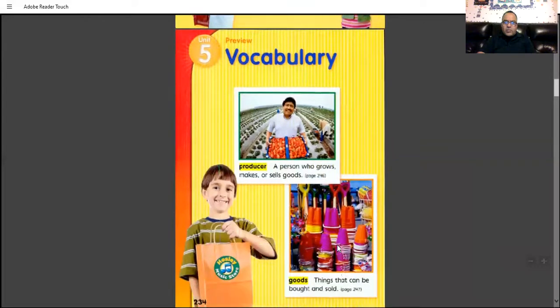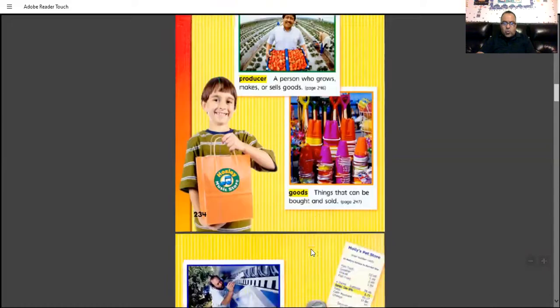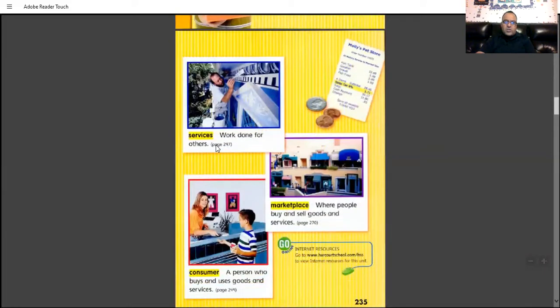Some vocabulary that we'll look at. Producer. See this gentleman here? He's a producer. A producer is a person who grows, makes, or sells goods and services. Doctors don't sell goods, they provide a service. Teachers, we don't provide goods, we provide services. Goods, things that can be bought and sold. Services, work done for others. Marketplace, where people buy and sell goods and services. Consumer, a person who buys and uses goods and services.